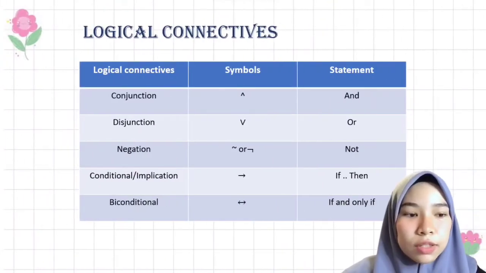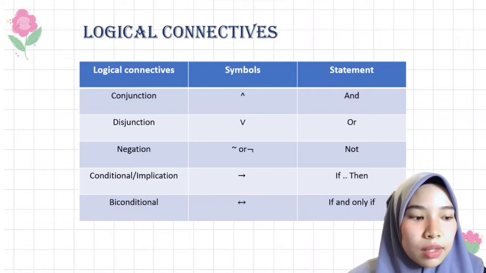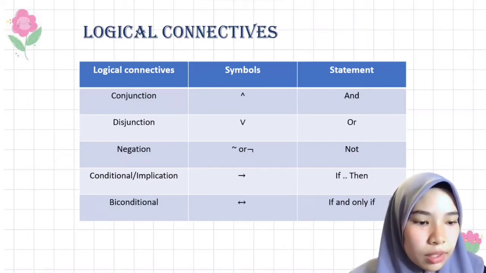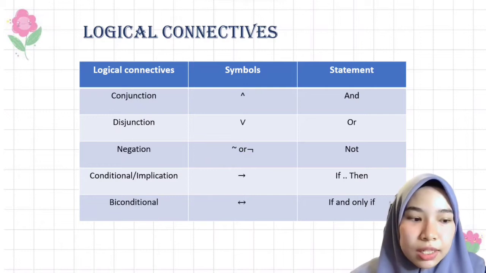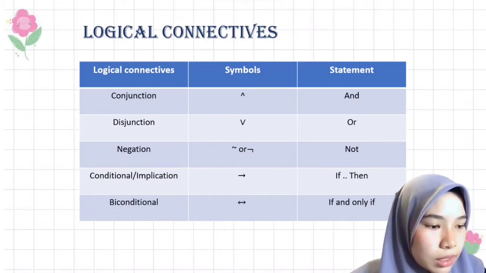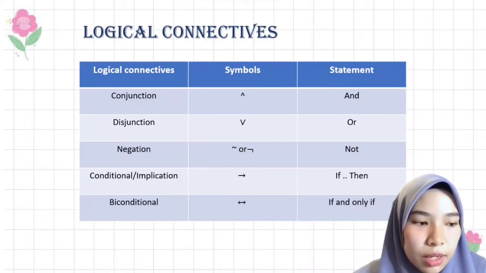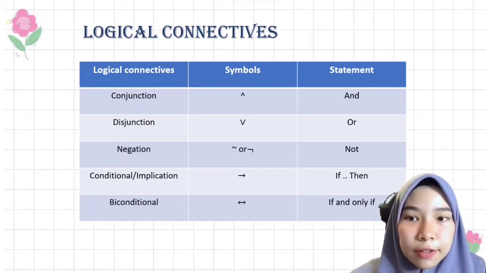Firstly, let's take a look at logical connectives. We have 5 different logical connectives with their symbols and statements. Firstly, conjunction, which we call AND. For disjunction, we call it OR. For negation, we have 2 different symbols and the statement is NOT. For conditional or implication, we have the symbol implies and the statement is if then. For biconditional, we have the biconditional symbol and the statement is if and only if.